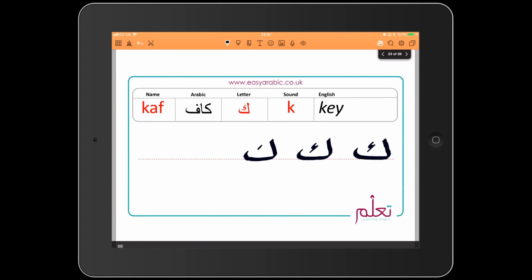Kaf, and again kaf. One more time, kaf. The letter k, more soft, subtler sound, ki.